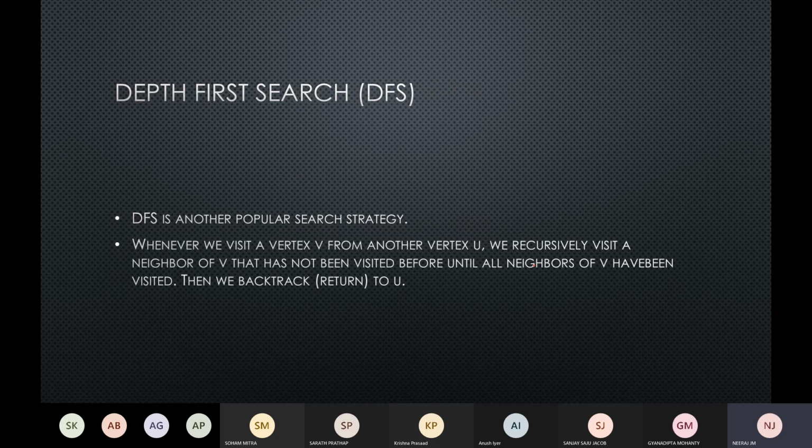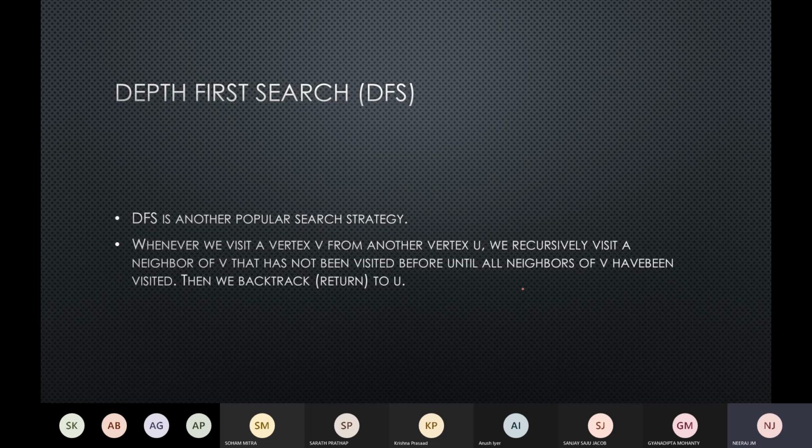So let's start with DFS. DFS is nothing but depth first search, where the basic ideology of DFS is we start from a vertex U, visit a vertex V, and then we recursively visit a neighbor of V that has not been visited before, until all neighbors of V have been visited.